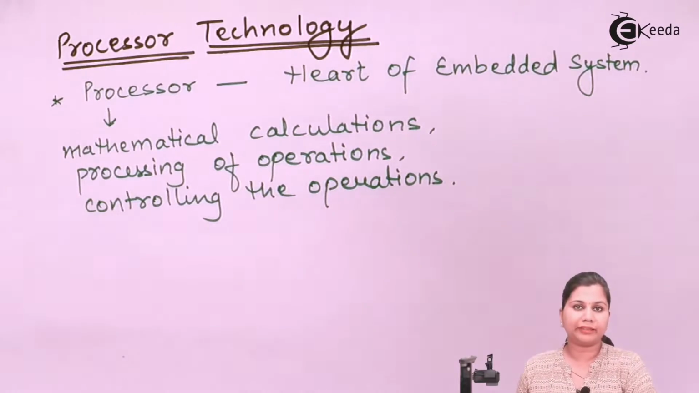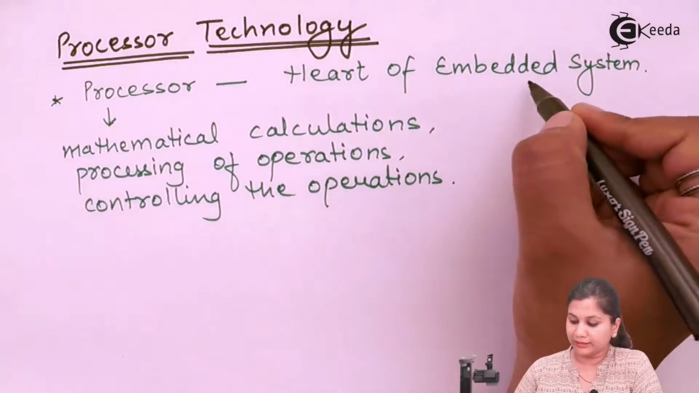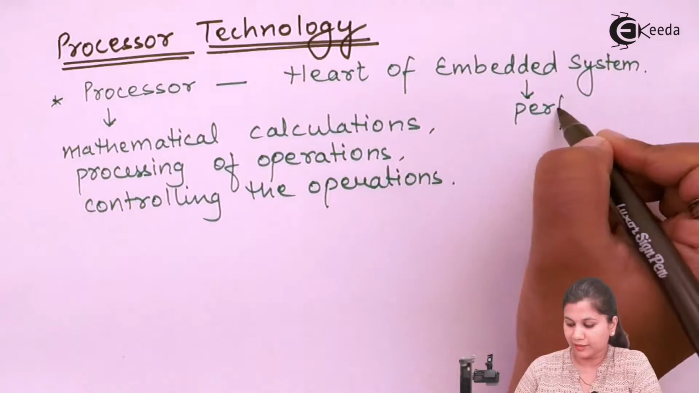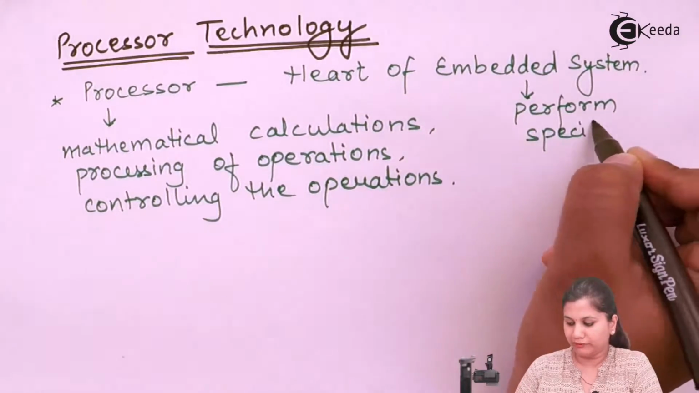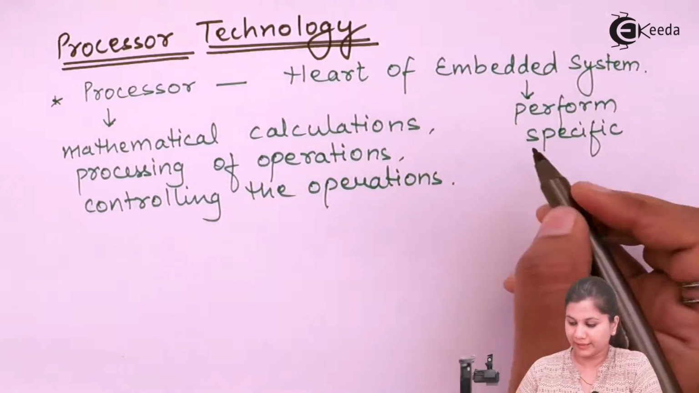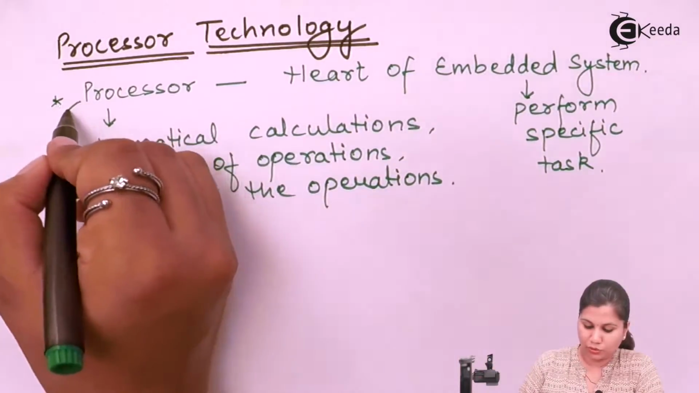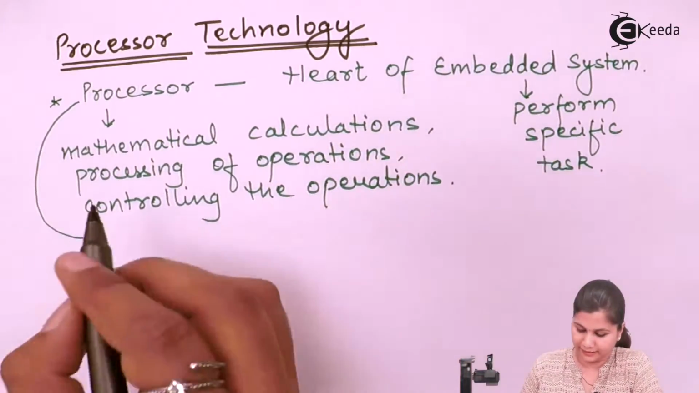Now there can be different types of processors in the embedded system, and we know that embedded systems are used to perform some specific task. So for a specific application only we can use the embedded system. So the processor is also chosen according to the application of the embedded system.